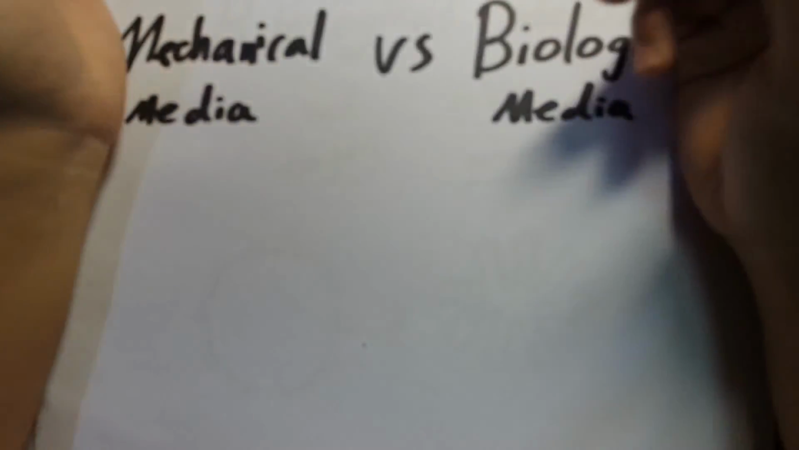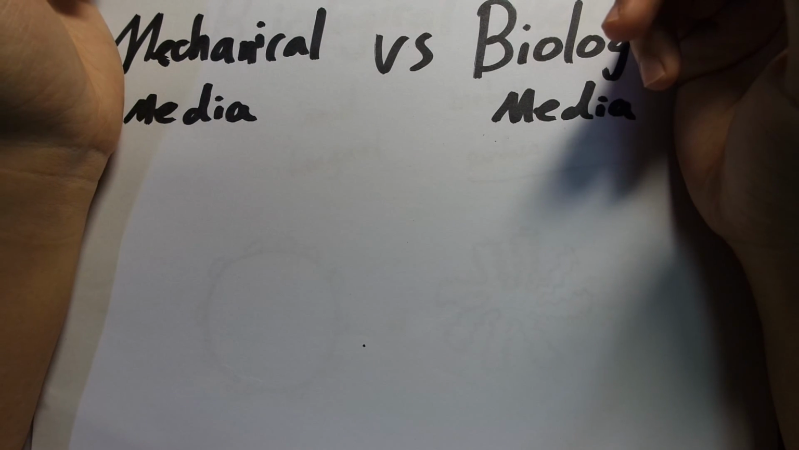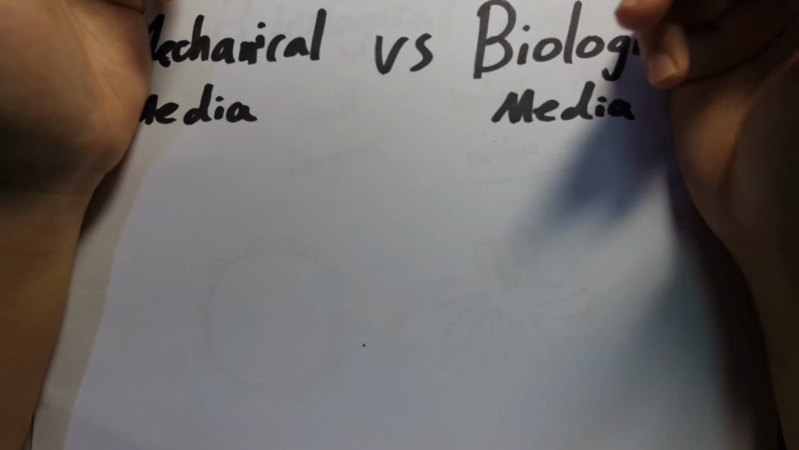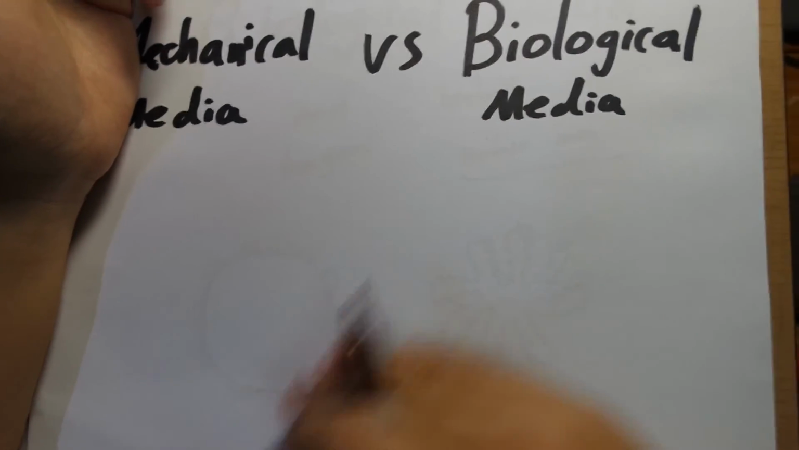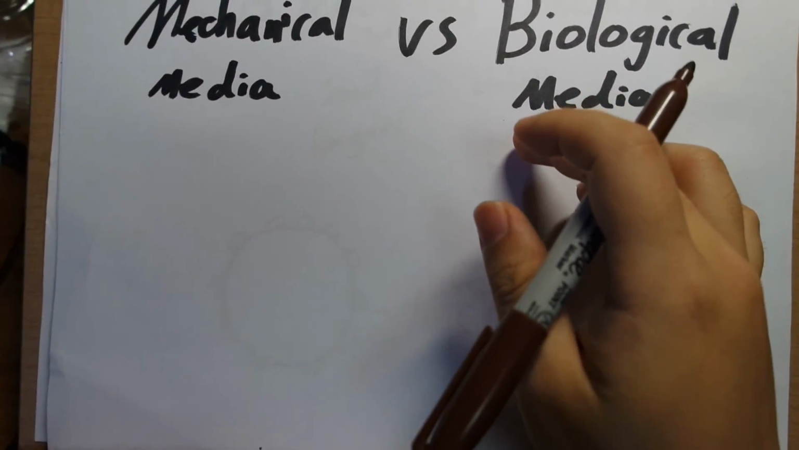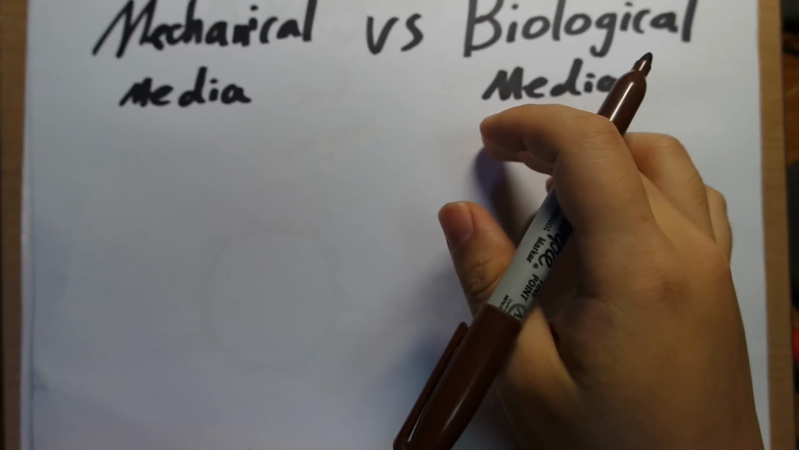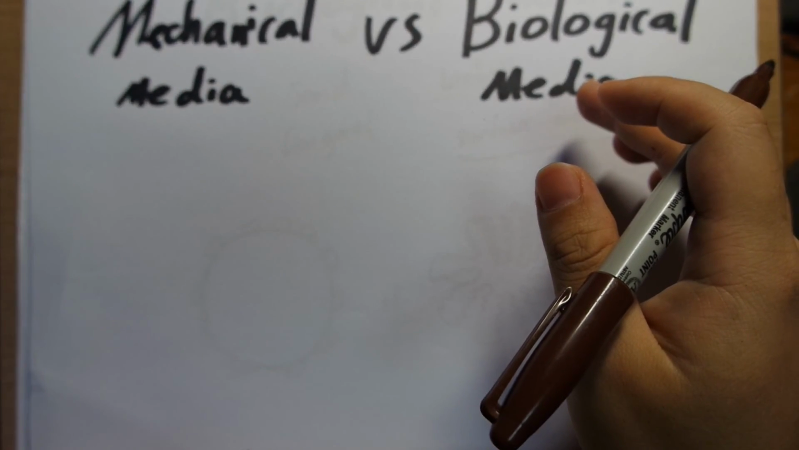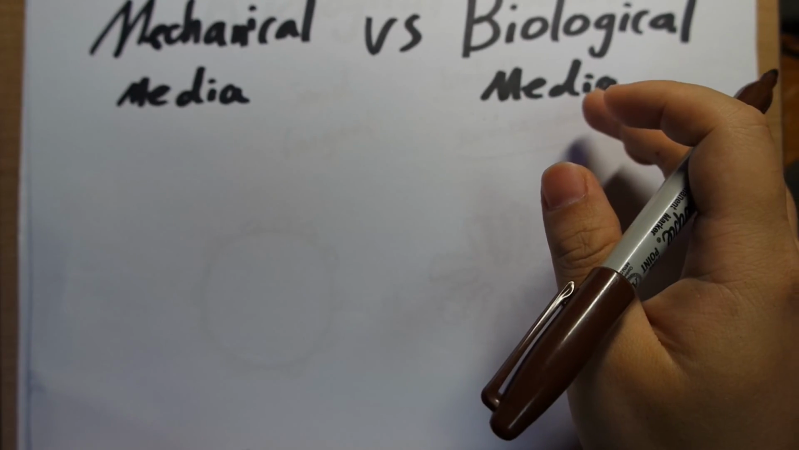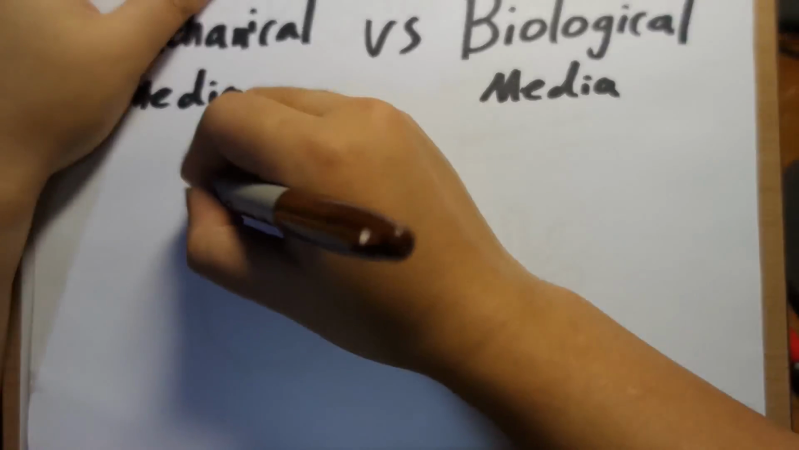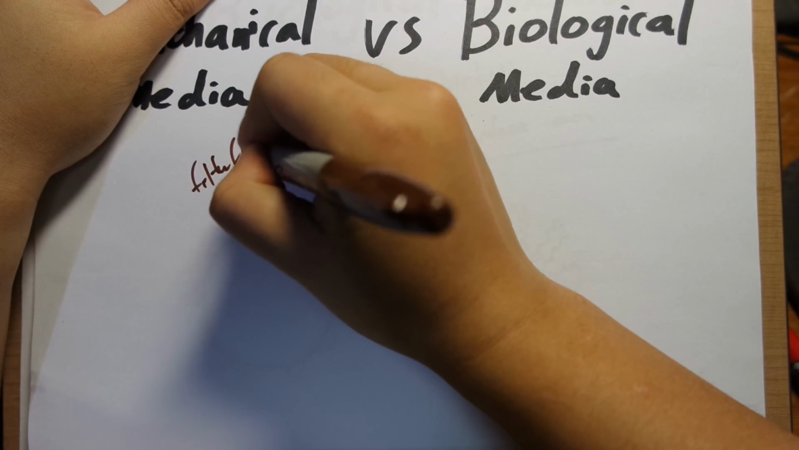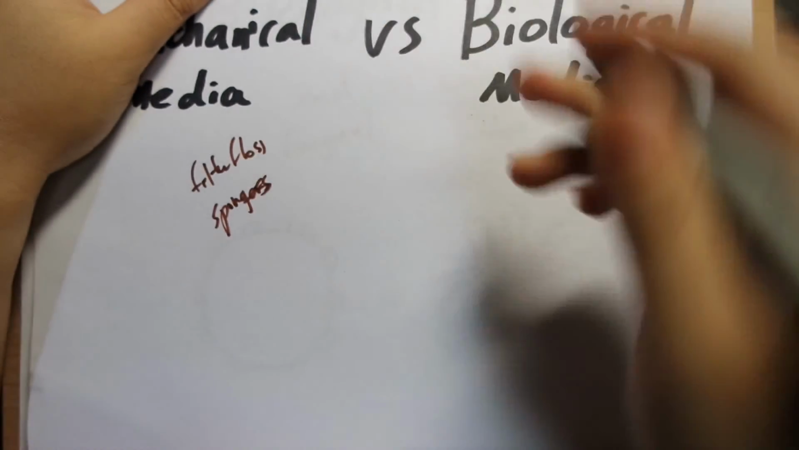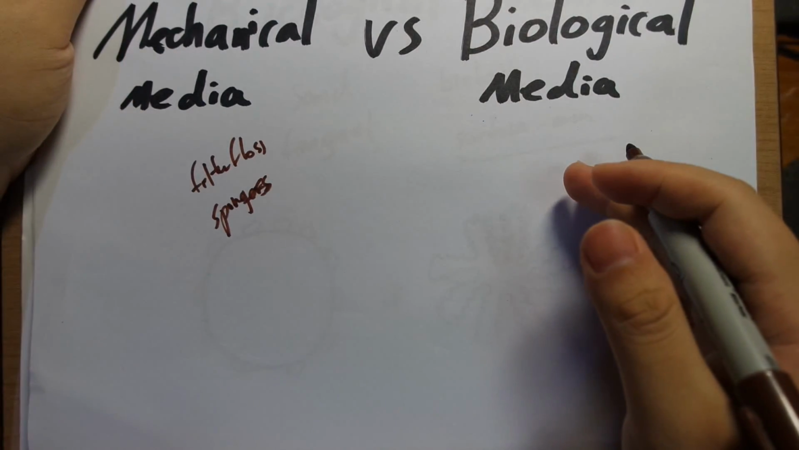Stuff like sand also has small pores that don't let large particles through, but it also provides a large surface area for bacteria to grow. So really there's no distinction between mechanical media and biological media. They can serve both purposes, but the key is which is lower maintenance. So stuff like filter floss and sponges are a lot easier to clean.